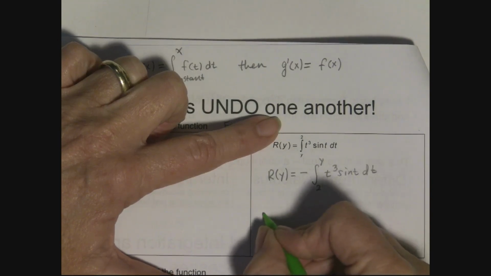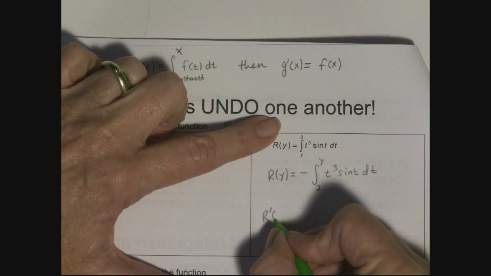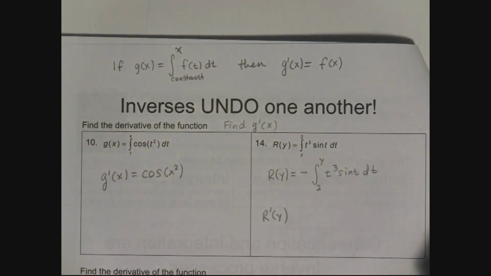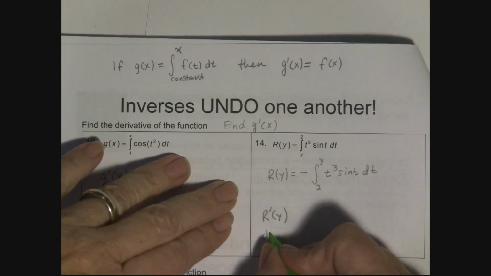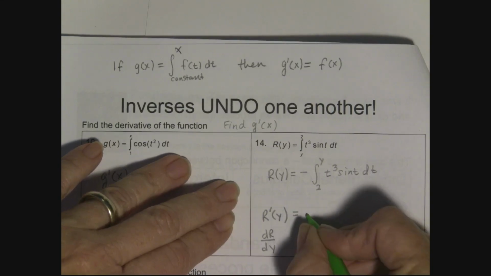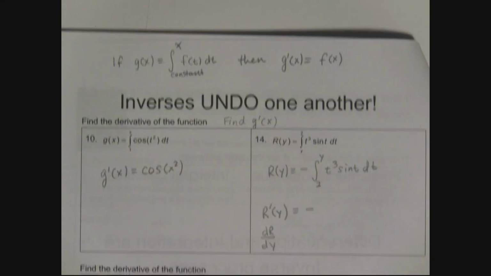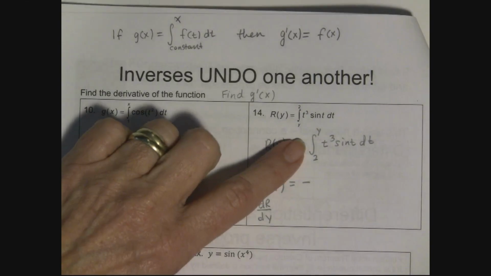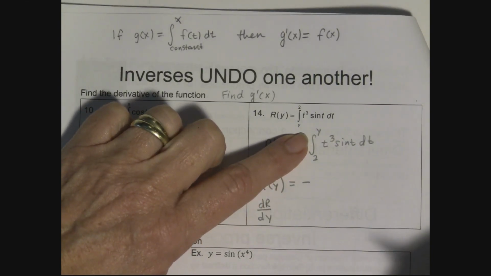And when I go to find the derivative, so that'd be r prime at y. I could also write that dr dy. So that would be another way that I could write this if I wanted. The negative just holds still, right? So the negative's just holding still. I'm going to put my finger on it. And now this is where I'm going to apply the fundamental theorem of calculus.